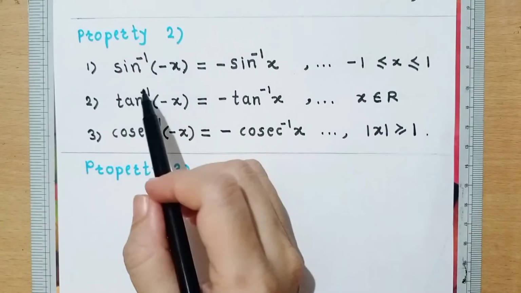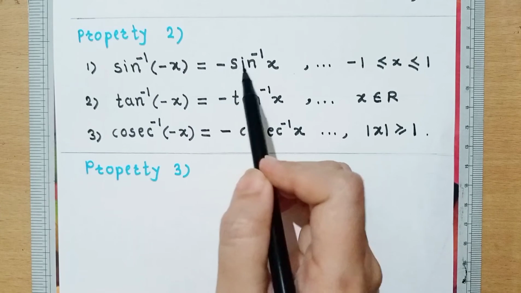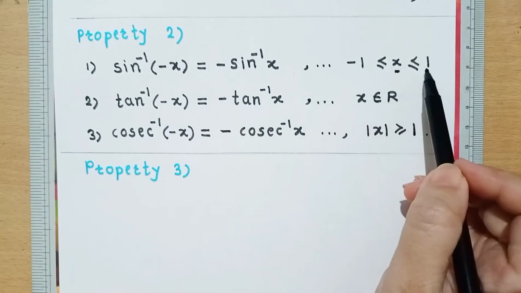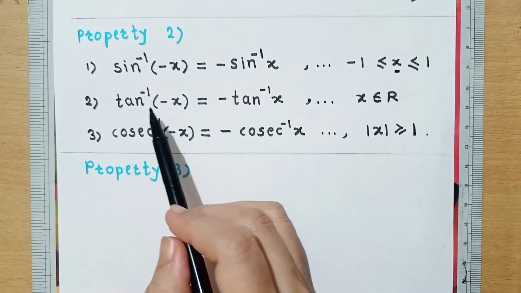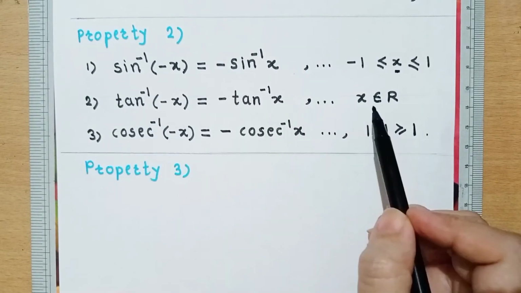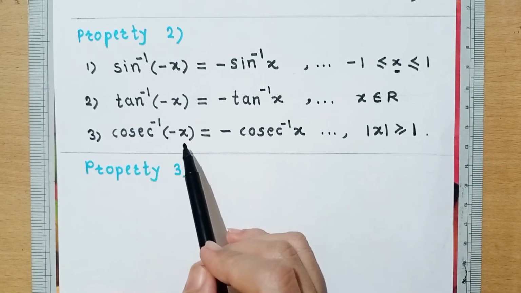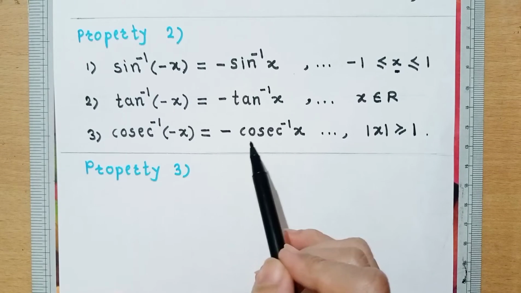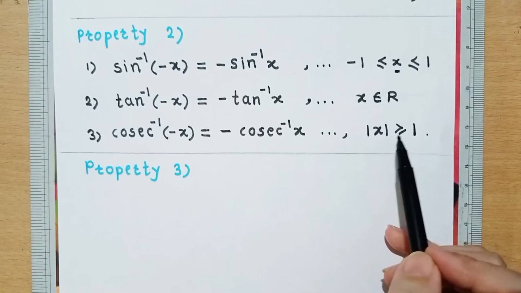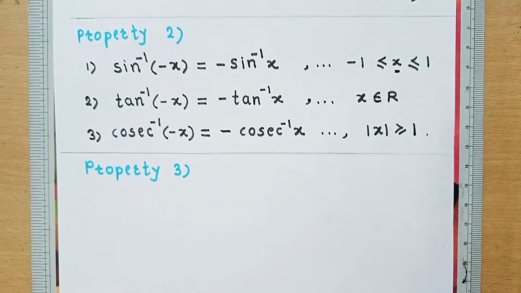Second property, sin inverse of minus x equal to minus of sin inverse x, where x lies between -1 to 1. Tan inverse of minus x equal to minus tan inverse of x, x belongs to R. And cosec inverse of minus x equal to minus cosec inverse of x, where mod of x greater than or equal to 1. Very easy to understand.